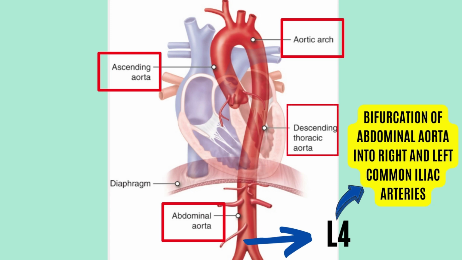Hello. Today's topic is about the aorta and its branches. The aorta is the largest artery in the body and it receives the cardiac output from the left ventricle and supplies the body with oxygenated blood via the systemic circulation.